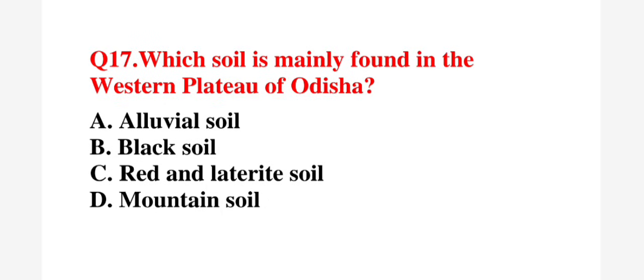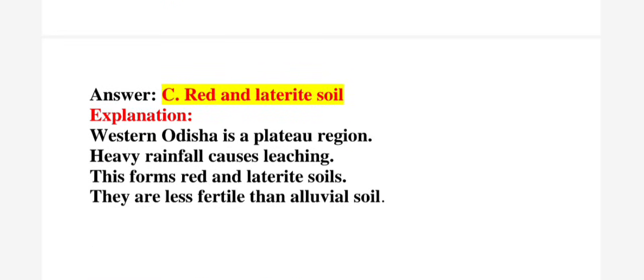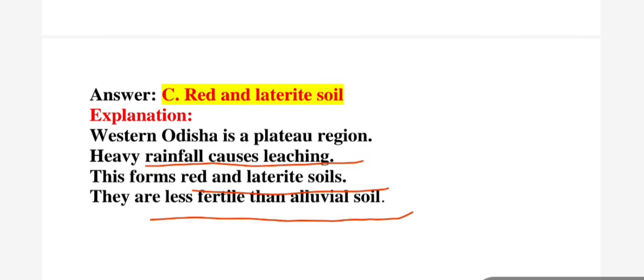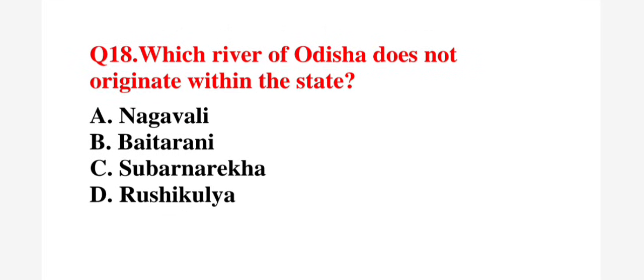Western Odisha is a plateau region, and in these regions heavy rainfall occurs and it causes leaching. That means the upper layer of the soil is washed away, which reduces fertility, and this forms red and laterite soils, and they are less fertile than the alluvial soil due to the leaching process. So let us move to the next question, that is question number 18.